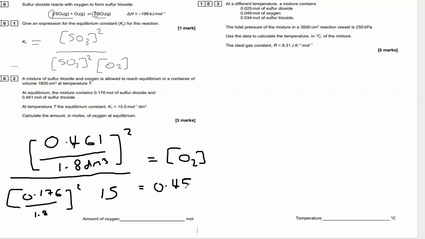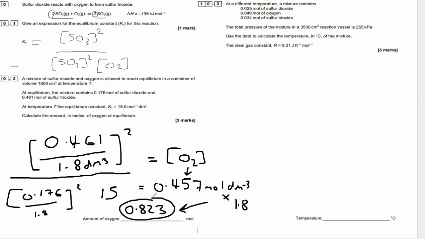Now, the question actually asked for moles. Look down below. It says amount of oxygen in mole, not mol dm⁻³. We need to get rid of the volume. And as that's moles over volume, we're going to times it by the volume, which was 1.8. If you times it by the volume, you get rid of the volume and you're left with the moles, which is 0.823. Okay, let's go on to 10.3.